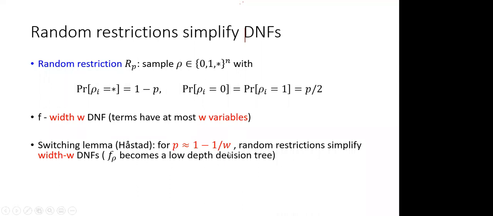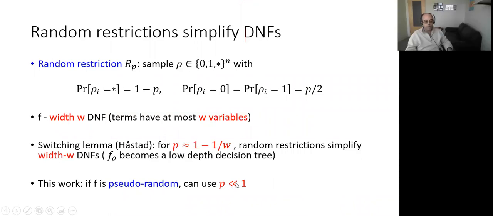So if you only leave a small fraction alive, something like 1 over W fraction of the variables, then the DNF simplifies a lot, and concretely it becomes a low depth decision tree, but that won't really be important for us. So what we know is for adversarial DNFs, you need to fix almost all of the elements. But what we're going to prove is for pseudo-random DNFs, it's enough to fix much, much fewer. So what we're going to prove is that if the DNF is pseudo-random, then it's enough to leave most of the variables alive. So you only fix a small constant fraction of the elements, and that's already going to simplify the DNF. Okay, that's going to be the main technical contribution here: analyzing random restrictions for pseudo-random DNFs.